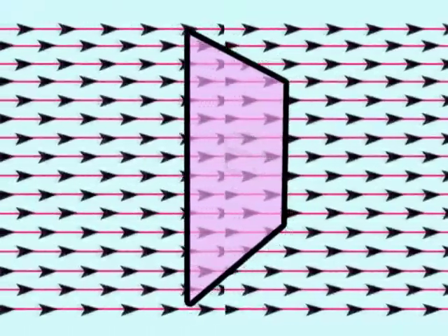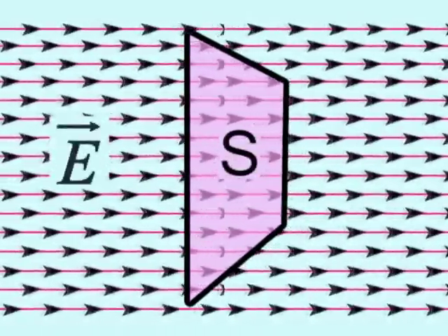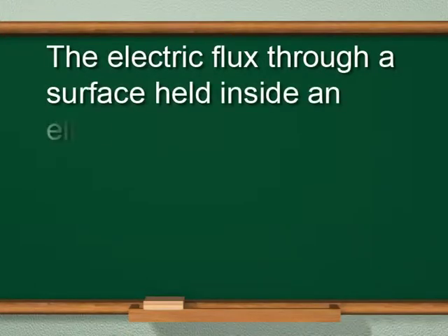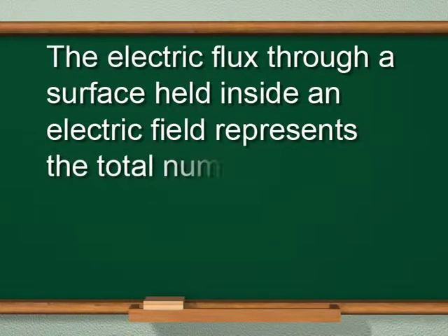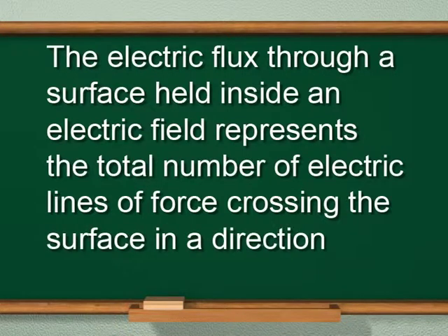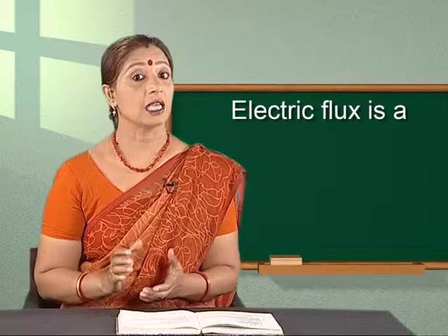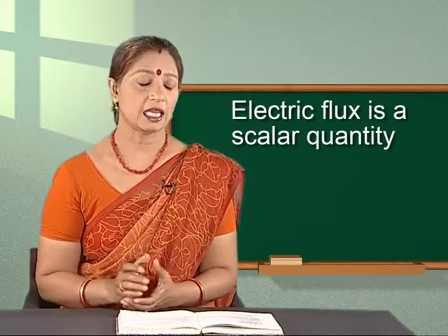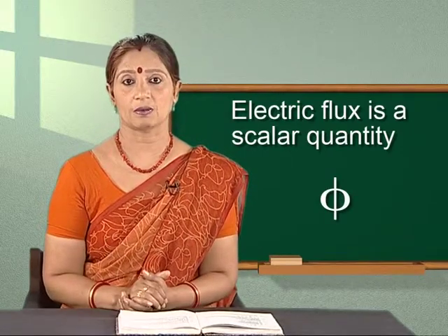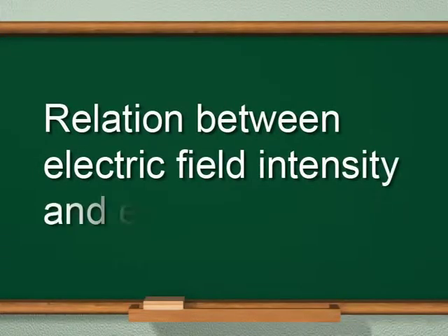If a surface S is placed inside an electric field vector E, then the electric flux through a surface held inside an electric field represents the total number of electric lines of force crossing the surface in a direction normal to the surface. Electric flux is a scalar quantity and is denoted by phi, which is associated with electric field. Now, let's see the relation between electric field intensity and electric flux.